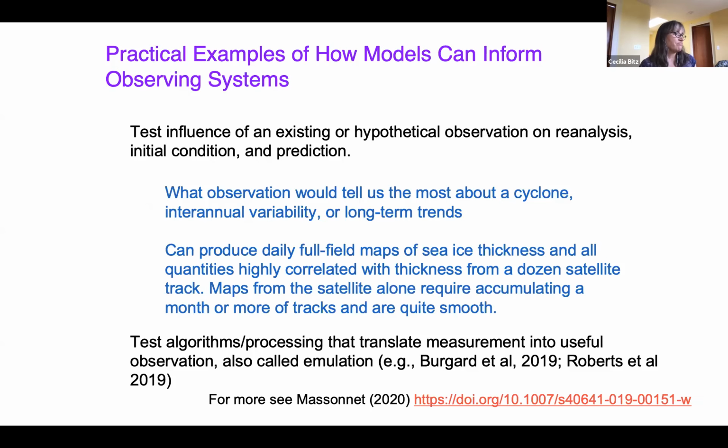And then finally, what kind of practical examples are there of how models can inform observing systems out there? And I've made some cases here for that. It's really good for testing hypothetical locations for observations and how they can in fact influence reanalysis, which is what I was showing results from. So what you then would take as an initial condition and go forward into a future prediction.